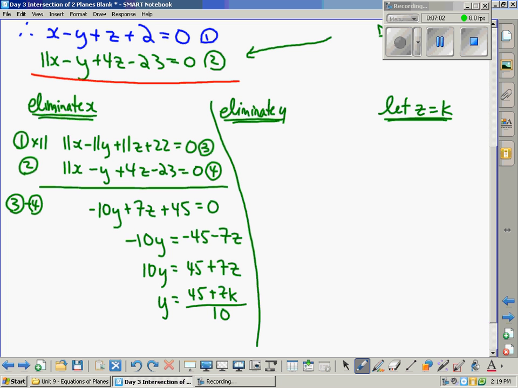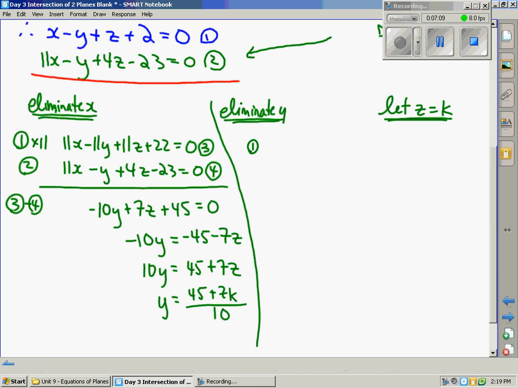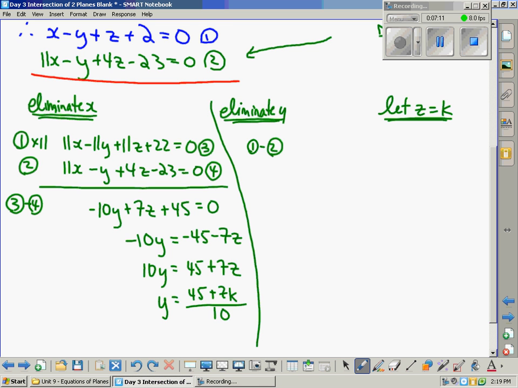I'm now going to eliminate y in the second part. So this will be a lot easier because I can just subtract them right away. So 1 minus 2. So that'll be 1 minus 11x is minus 10x. Negative y minus minus y eliminates. And 1 minus 4 is negative 3z. And 2 minus minus 23 is 25. 0 minus 0 is that.